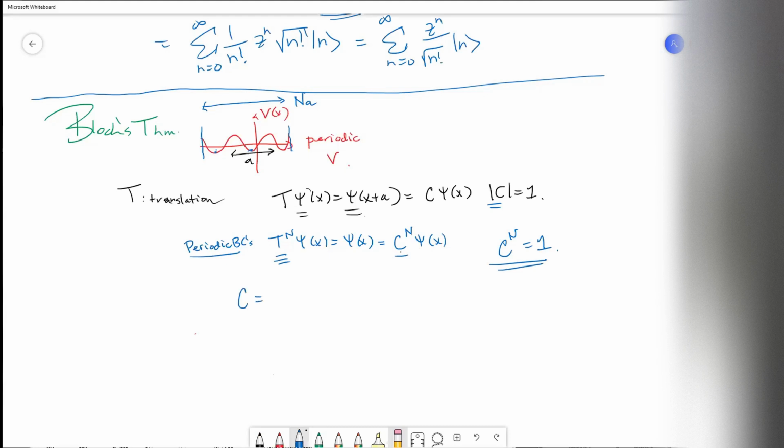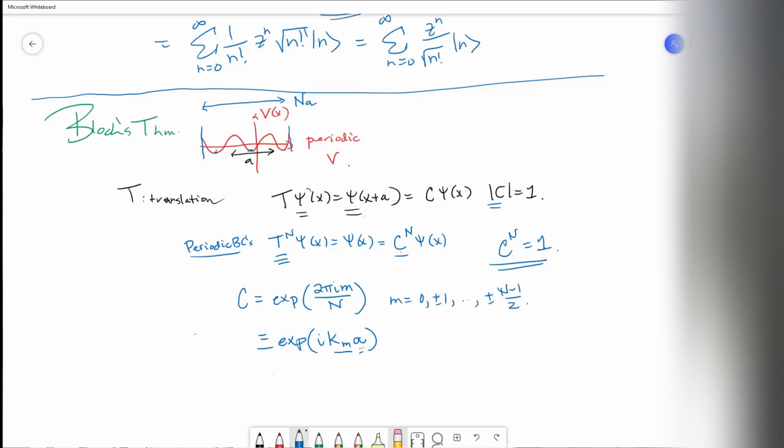And so C must have the following form: an exponential of 2 pi i m over N, where m is 0, plus or minus 1, and so on, all the way up to plus or minus (N minus 1) over 2. And we can call this i k_m, right? And k_m would be 2 pi m over N, over a. So we can assign an associated wave vector by dividing by a, the periodicity.